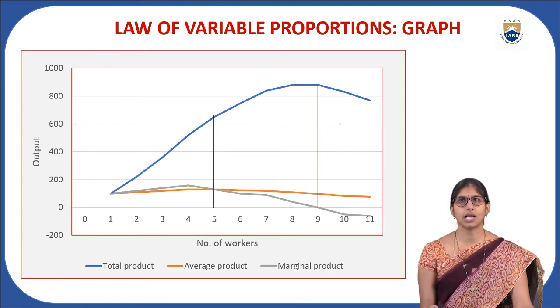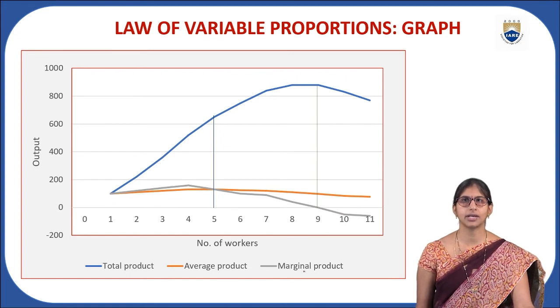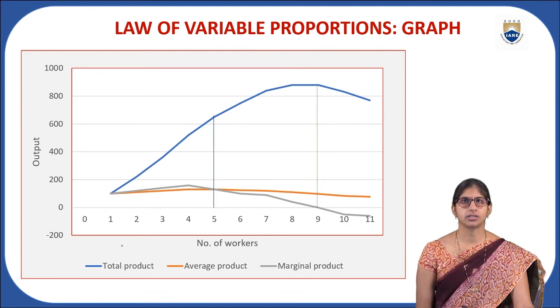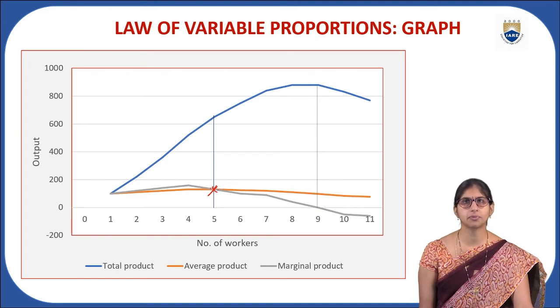So this blue curve is total product, the orange curve is average product, and this gray curve is marginal product. Okay, so till where the marginal product increased. You can observe this. The marginal product curve has increased and cut the average product curve. So at this particular point, the marginal product curve cuts the average product curve.